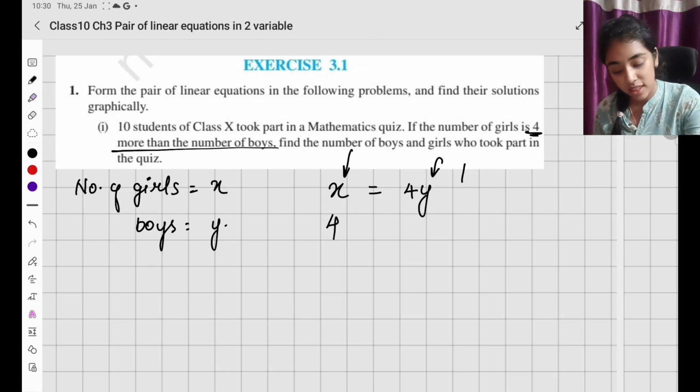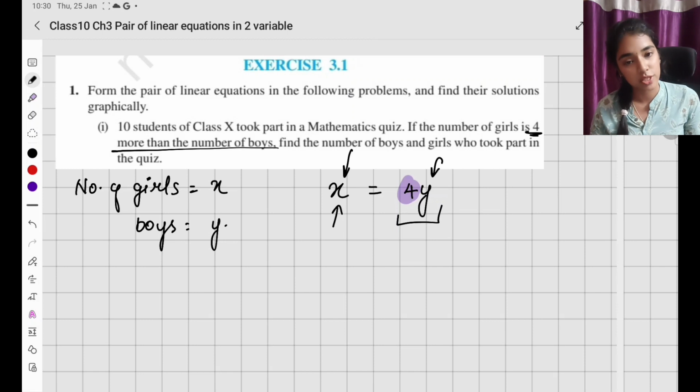4 people. So எந்த பக்கம் 4 போடணும்? You have to put 4 on this side. Okay, if the number of girls, அதாவது x is going to be 4 times the number of boys. So 4 into y. எப்படி equation போடணும்னு புரிஞ்சுதா? So x equals 4y is going to be the first equation.